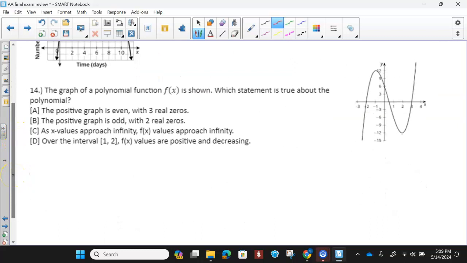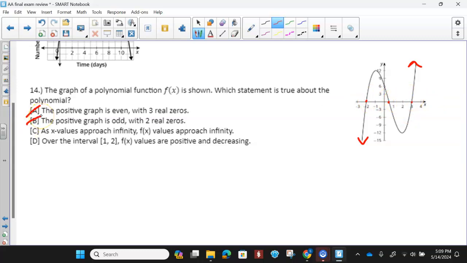So now 14. So first off, we're looking to see again now which statement is true. We'll notice that this is an odd function, not even. So I'm going to cross it out. Then how many zeros are there? 1, 2, 3. And they're all a slice. So there's no multiplicity to consider. So that's at 3, not 2.